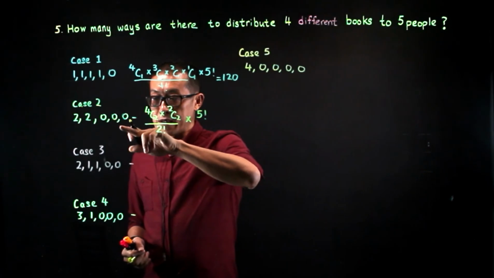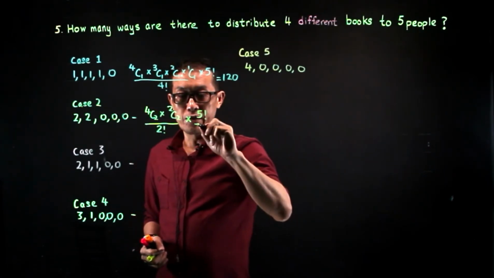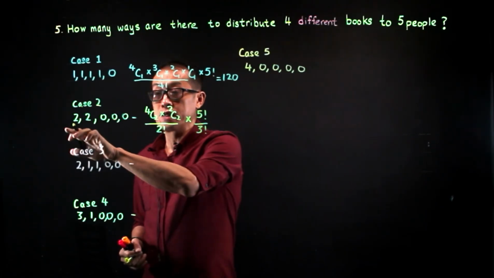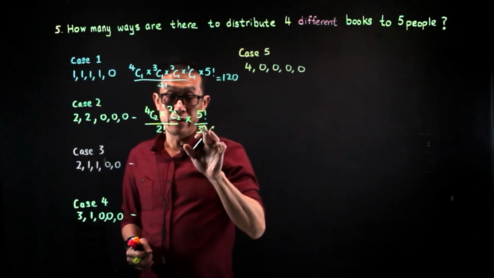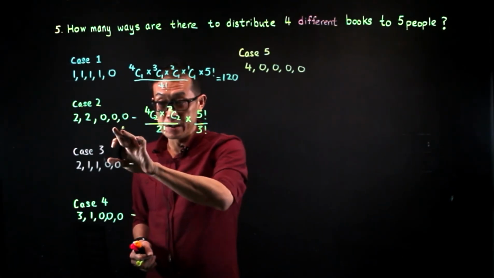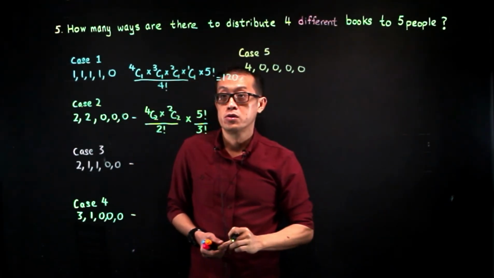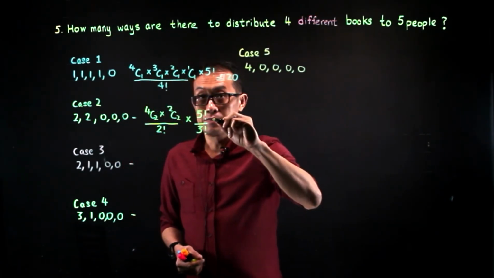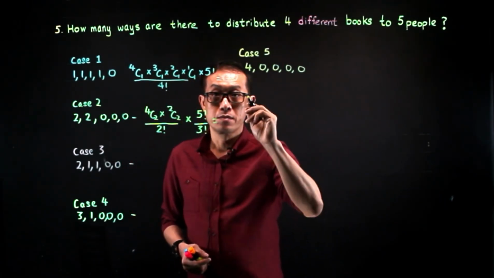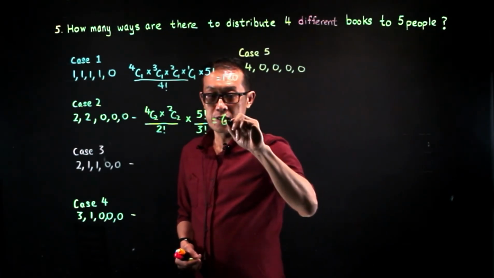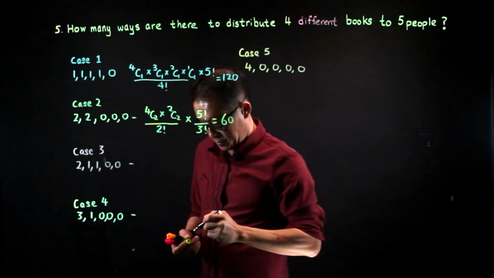Now 3 of these are similar, so you divide by 3 factorial. Bear in mind the books are different, so we don't need to divide by 3 factorial and 2 factorial. No need. Just 3 factorial because of the 3 zeros. What do you get for this answer? Now if you press the calculator, you realize that this is equal to 60.